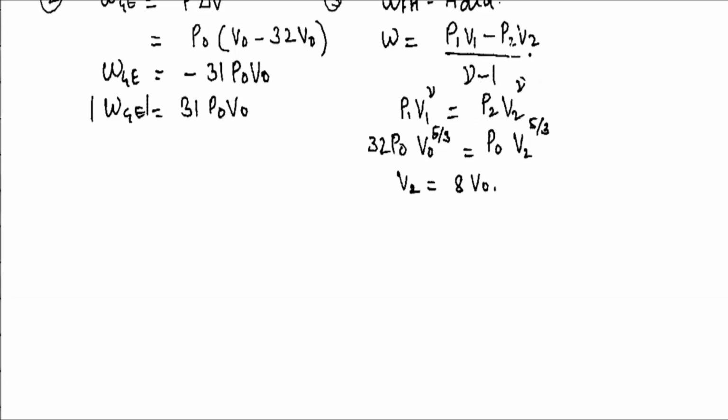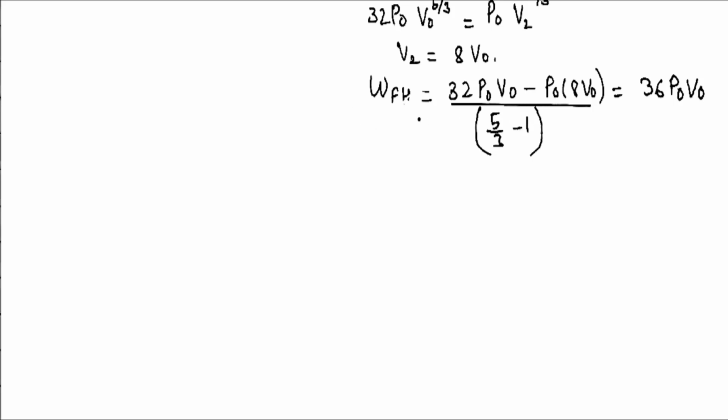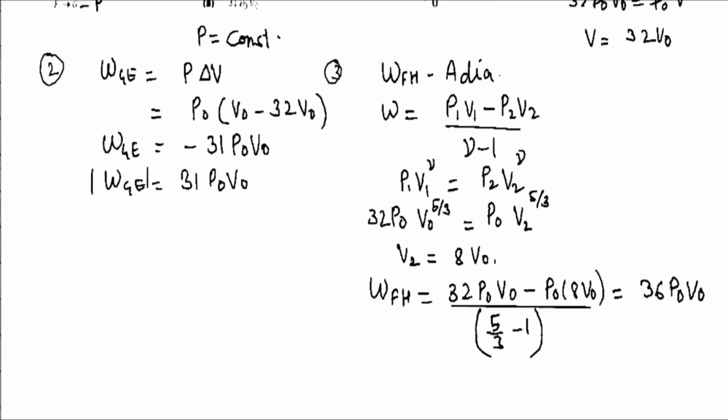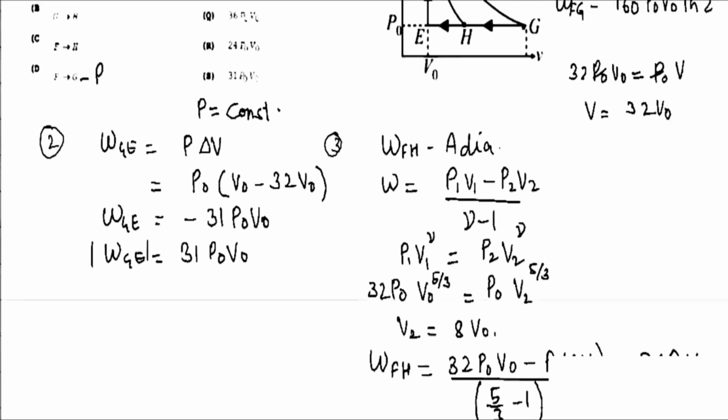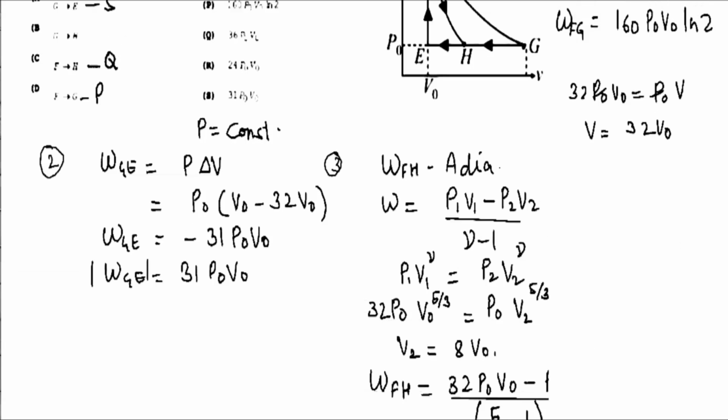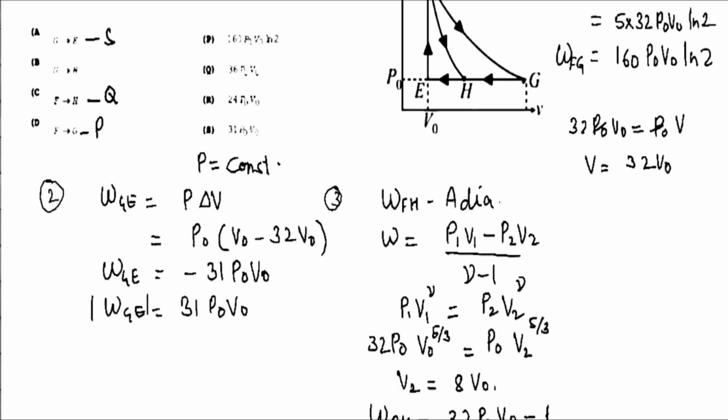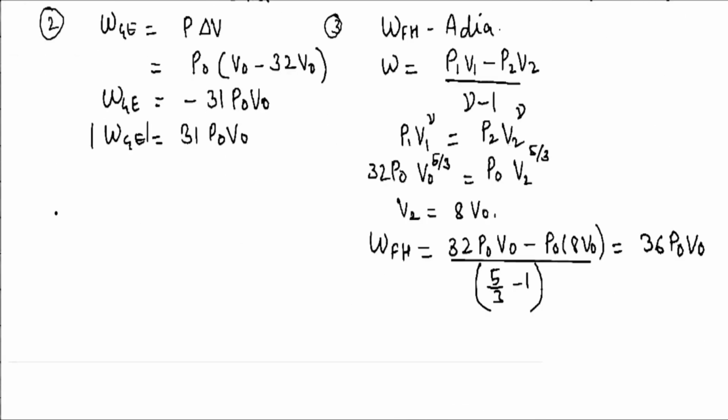Now we know P1 V1, we know gamma, we know P2 V2. So if we find out the work done during the process FH and substitute the values, you can see I have substituted the values, and WFH I have found to be 36 P naught V naught. When we put the values and solve, we find 36 P naught V naught. So let's see that the process FH matches Q. And now let's find out for the process GH. So this is the last process. Let's find for GH.